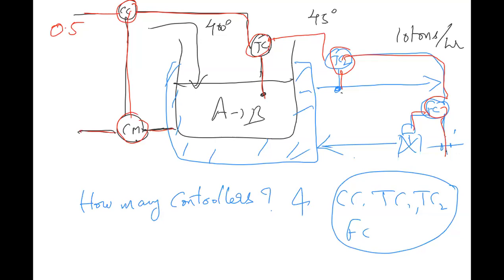You can ask one question: why should we have so many controllers in series? We could directly change the cooling water flow rate from the concentration control. But stepwise control is always effective, and you know the system better, because the concentration doesn't depend directly upon the cooling water flow rate. It depends indirectly: concentration primarily depends upon the temperature of the CSTR. The temperature of the CSTR depends upon the outlet cooling water temperature. The outlet cooling water temperature depends upon the cooling water flow rate.